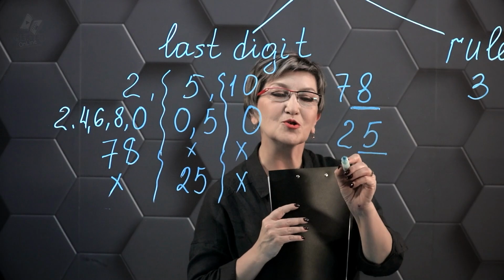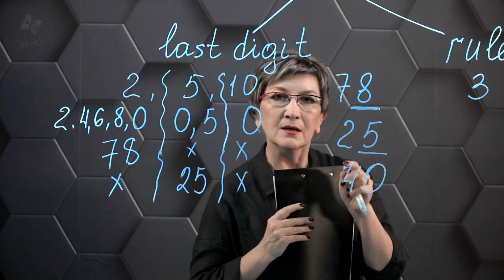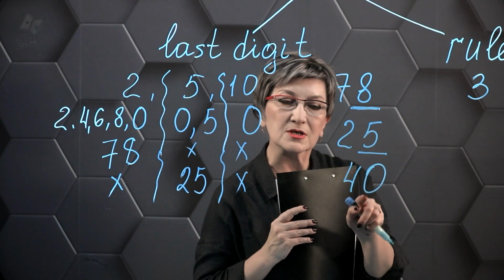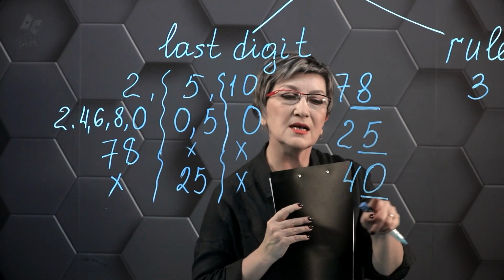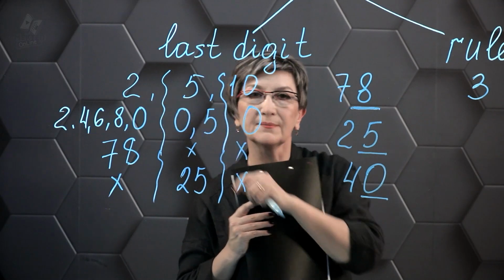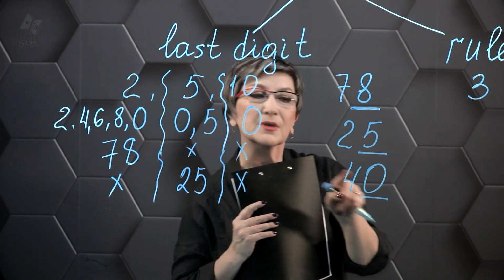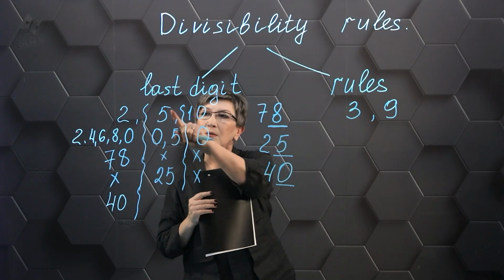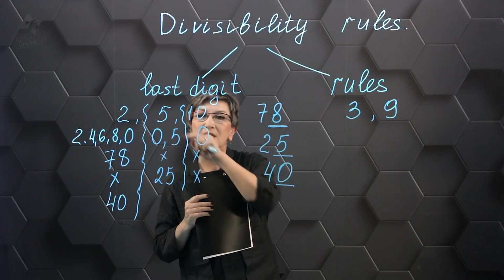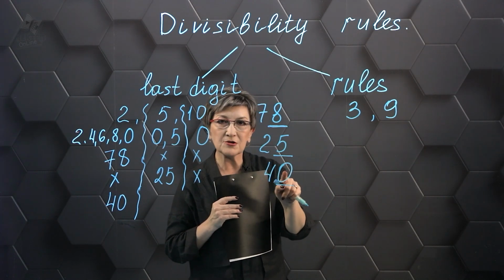And there's another number. This is the number 40. Let's determine the last digit. It is 0. Can the number 40 be divided by 2? Yes, you can, because the last digit is 0. Let's write down 40. Can this number be divided by 5 without a remainder? Let's find the last digit. It's 0.